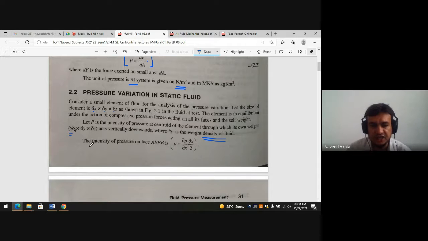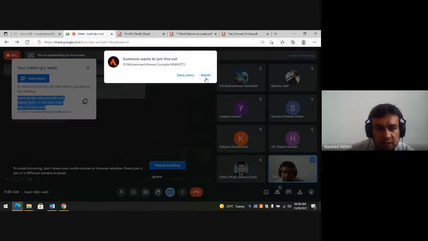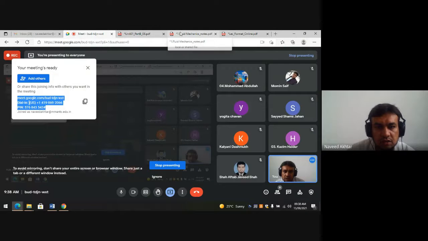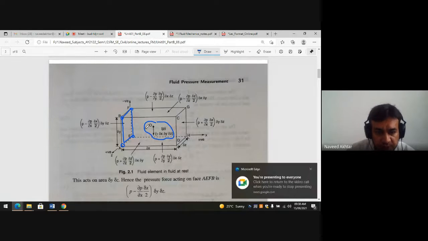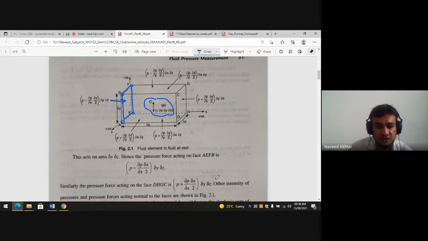अब हम देखेंगे the intensity of pressure on face AEFB, that is P minus ∂P/∂x into ∂x by 2. So here you can see this AEFB, this part of your small element, here the pressure is acting from this direction, on this area.